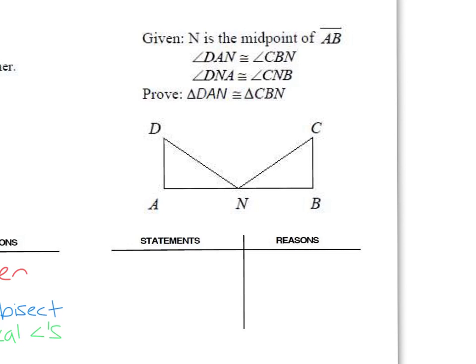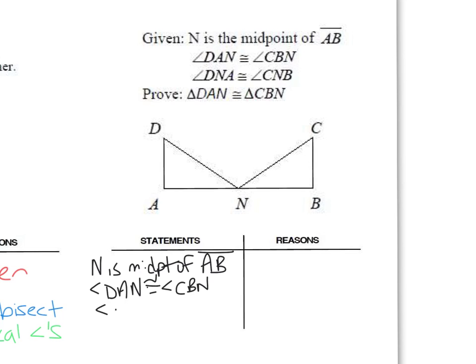So N is the midpoint of AB, angle DAN is congruent to angle CBN, and angle DNA is congruent to angle CNB. So those are given.